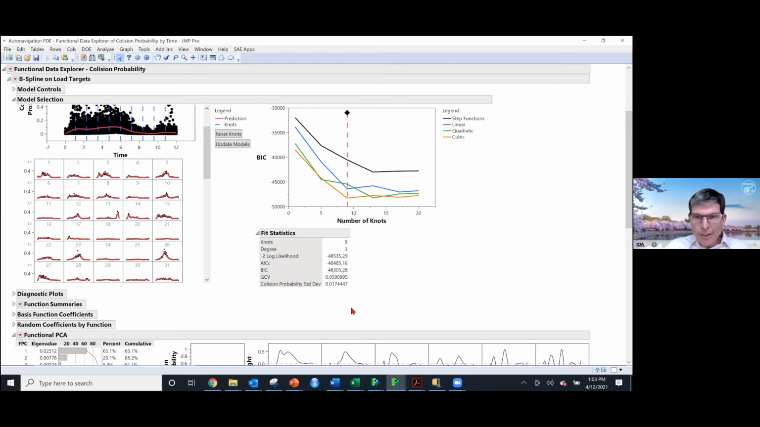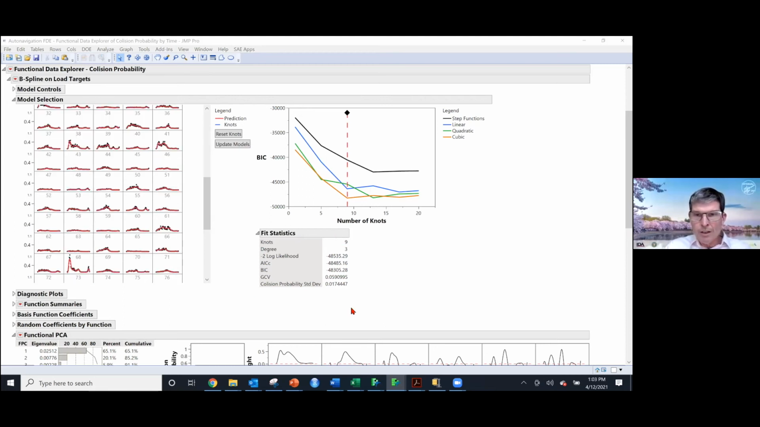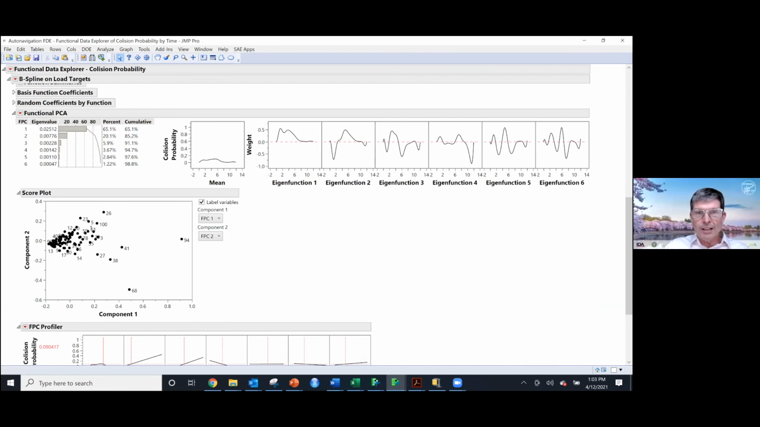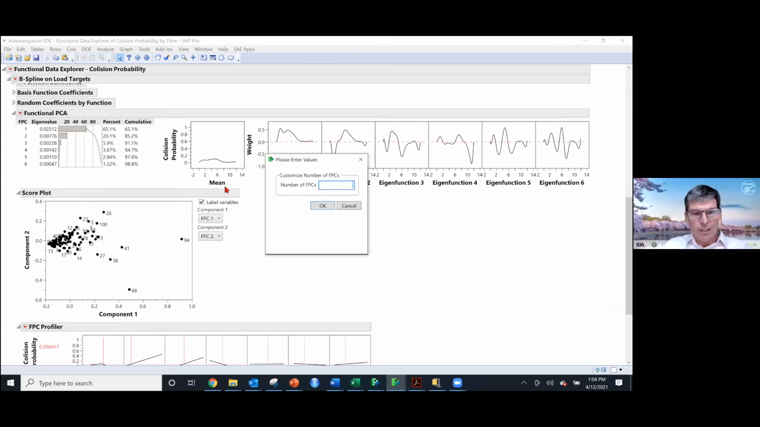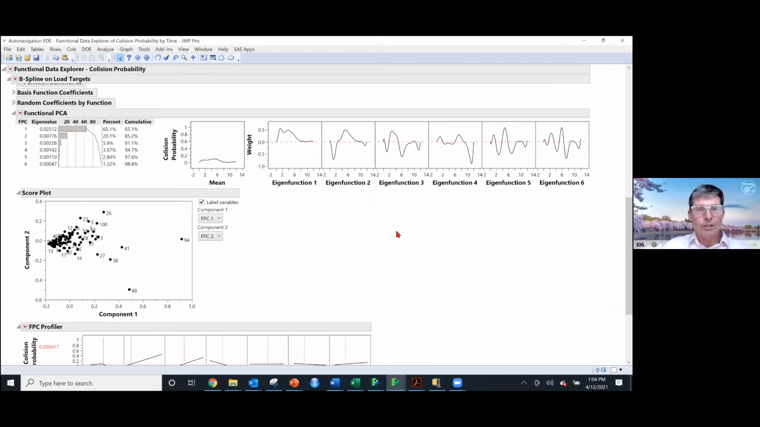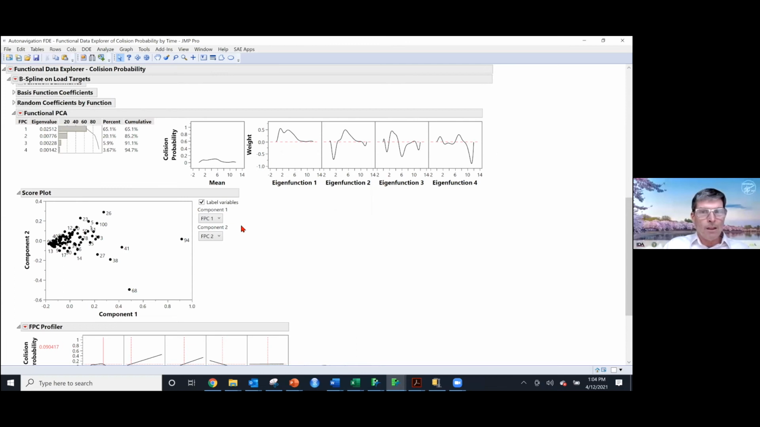So with that, we then come over here and we see that we've got the eigenfunctions, and we've got 6 of them. Then we've got a nice free plot over here that suggests you probably don't need all 6, because I can get 95% of the overall variability in these curves with just the first 4. So let's go ahead and customize my number, and I just want the first 4 principal components. And there I have it.